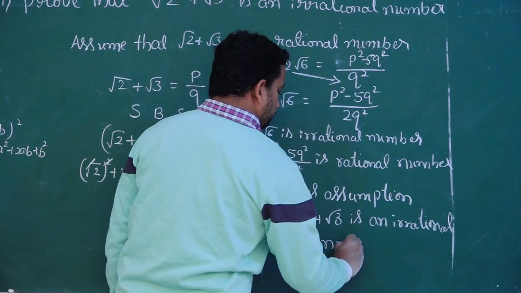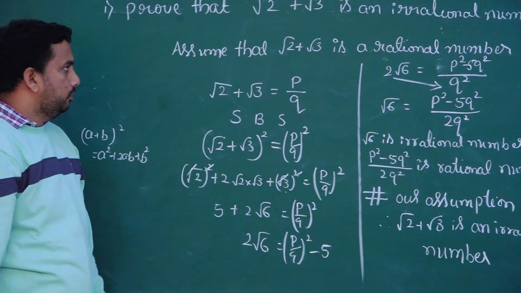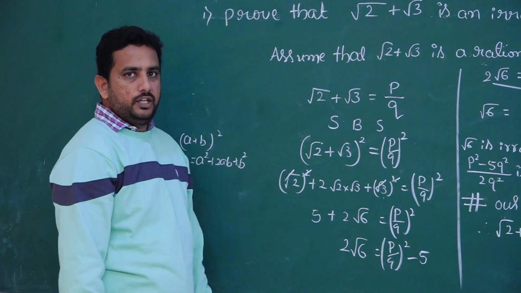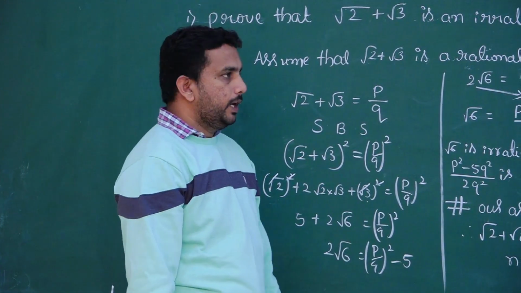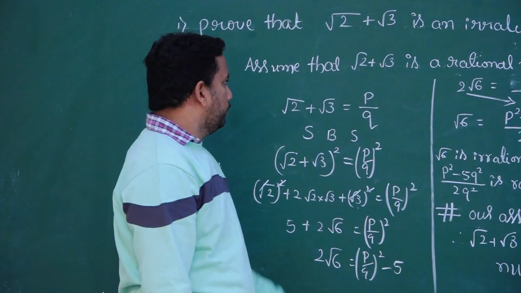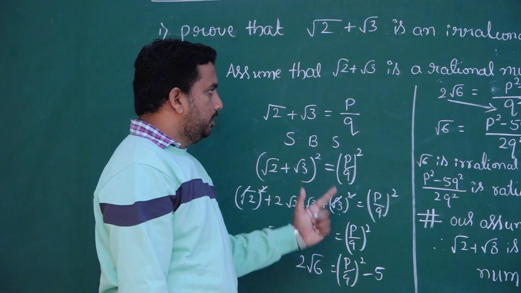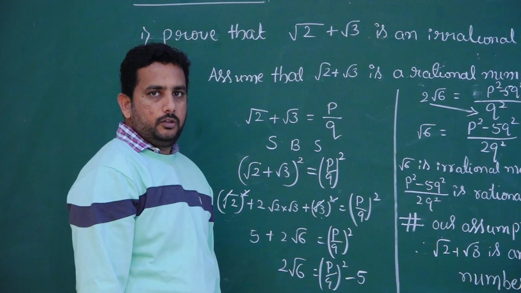So today we discussed 3 types of questions. One is root 3, another is 7 plus root 5 and 3 minus root 2, and another is root 2 plus root 3. Like this we can prove that such a number is an irrational number.